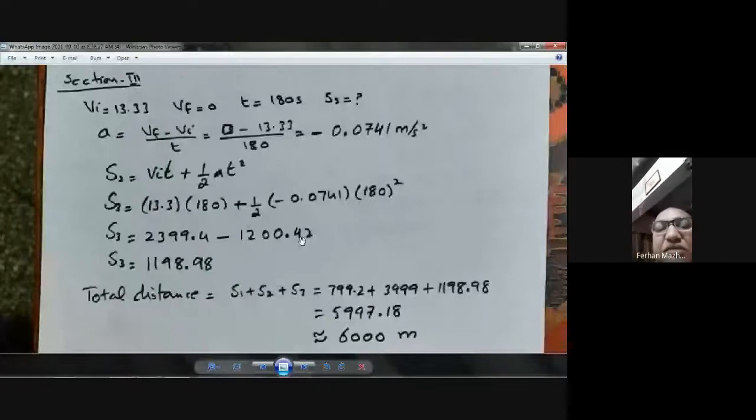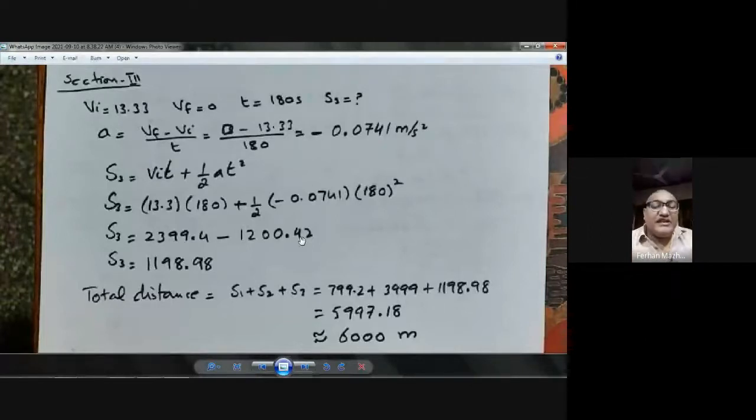You see here, in section number 3, the initial velocity is 13.33 meter per second. The final velocity is 0 meter per second. The time taken is 3 minutes, which is 180 seconds. How much is the distance traveled? First of all, I will find the value of the deceleration in this portion. Using the first equation of motion, A equals Vf minus Vi divided by T. The final velocity is 0, the initial velocity is 13.33 and the time taken is 180 seconds. So the answer will be 0.0741 meter per second square. That's the value of the deceleration.